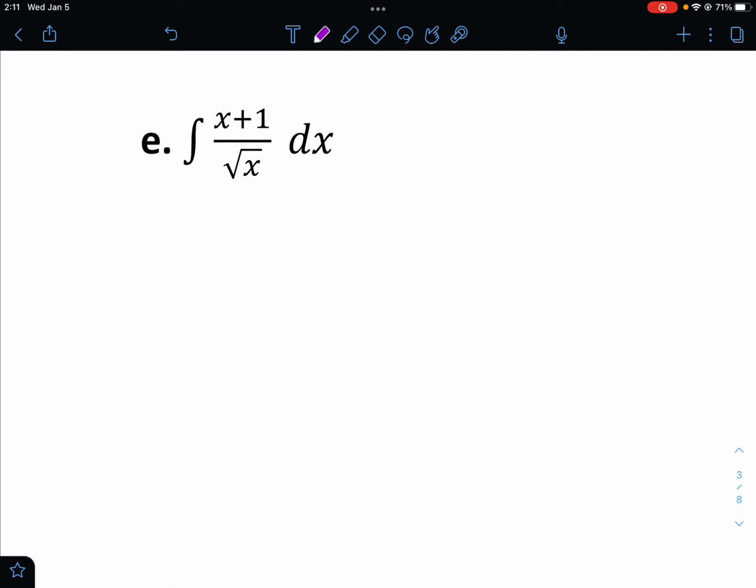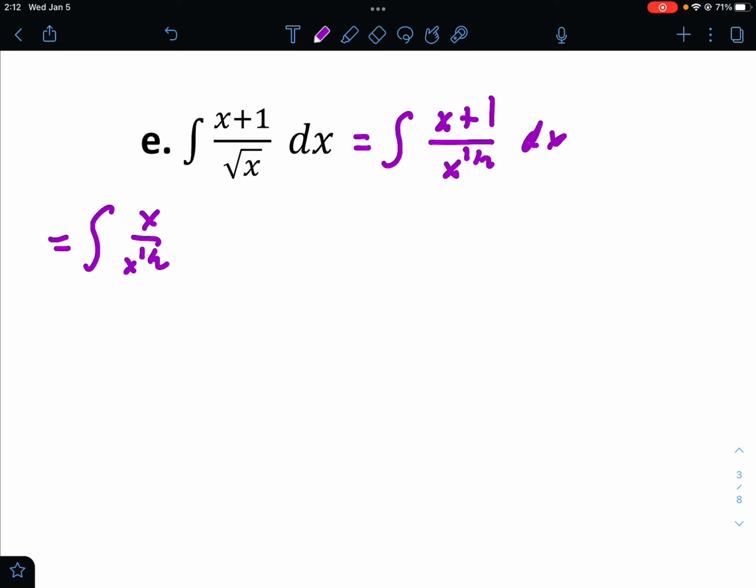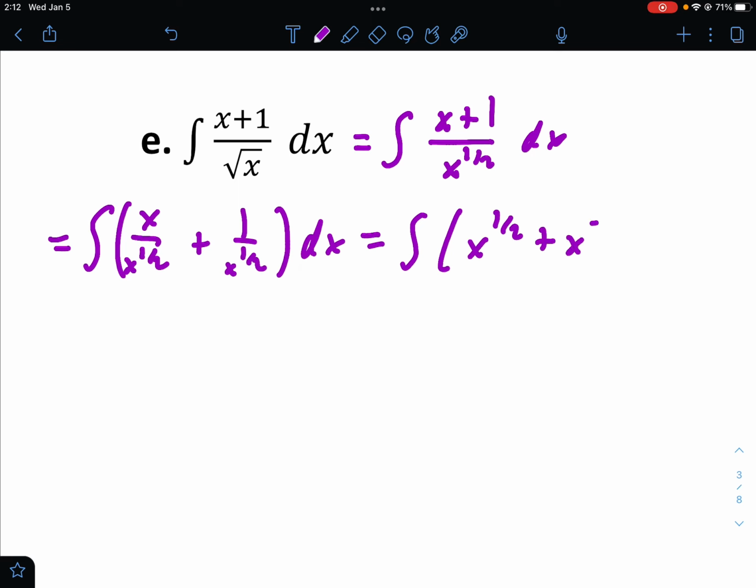Part E. Just like there is no product rule for antiderivatives, there's no quotient rule for antiderivatives. So we cannot take the antiderivative the way this is currently written. But what we can do, again, is rewrite this. First of all, we can rewrite it as x plus 1 over x to the 1/2 dx. And then we can rewrite it as x over x to the 1/2 plus 1 over x to the 1/2 dx. And finally, we can rewrite it as x to the 1/2 plus x to the negative 1/2 dx.